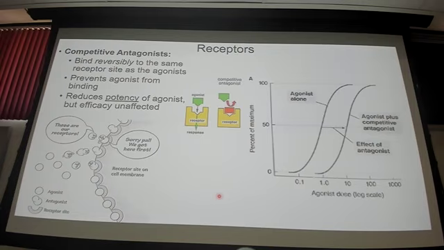All right. So we have competitive antagonists, and these reversibly bind to the same site as the agonist, preventing the agonist from binding. So they reduce the potency of the agonist, but efficacy is unchanged. This graph is showing agonist alone, and then agonist and competitive antagonists. Does this remind you of something that we talked about in Block 1?